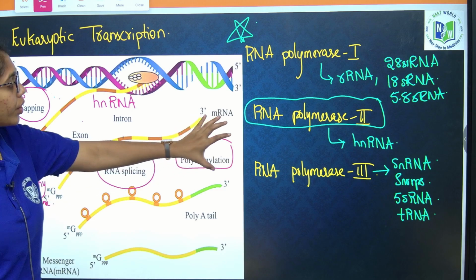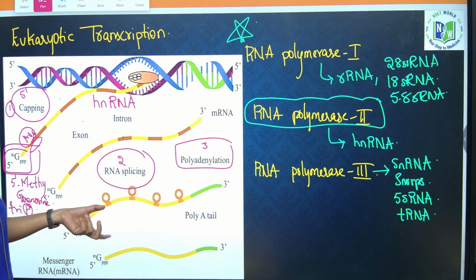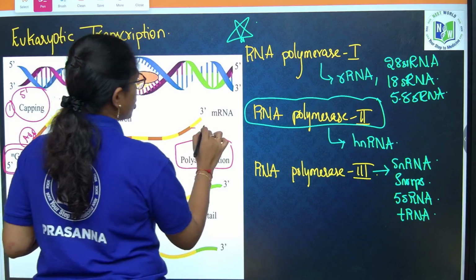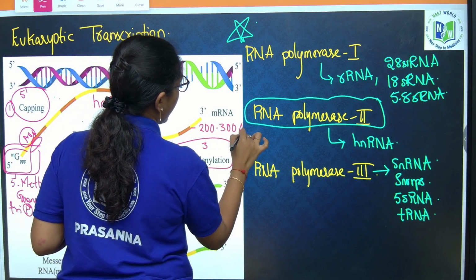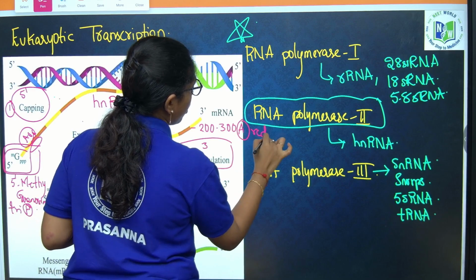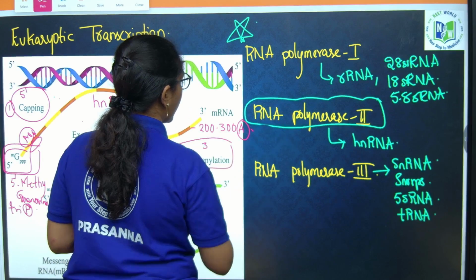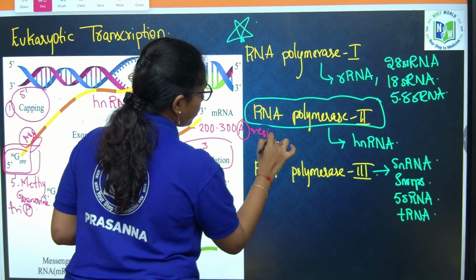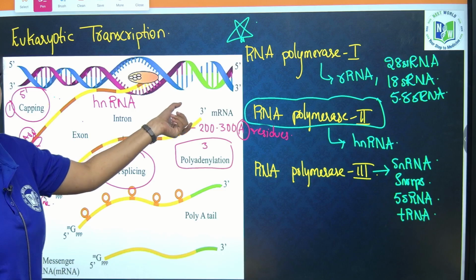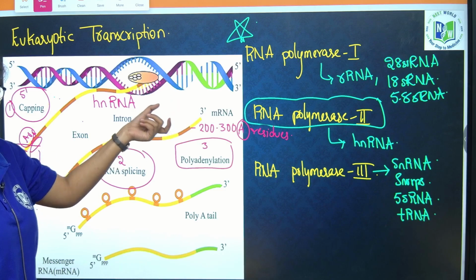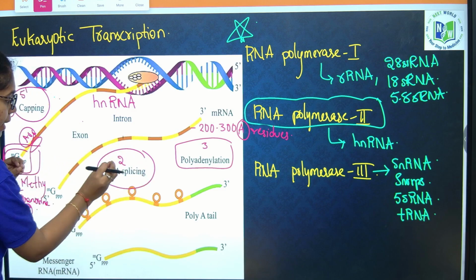If you look into 3' polyadenylation, multiple adenine residues, around 200 to 300 adenine residues, are added over the 3' region to ease the process of termination during eukaryotic translation. Clear? And now if we look into RNA splicing, in hnRNA you have 2 sequences, both introns and exons.